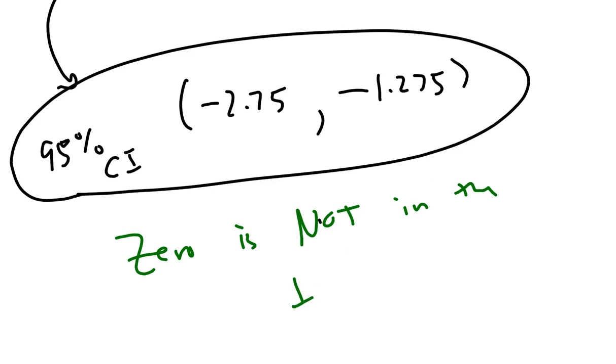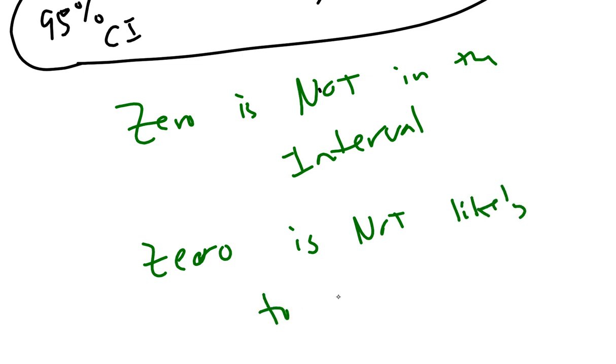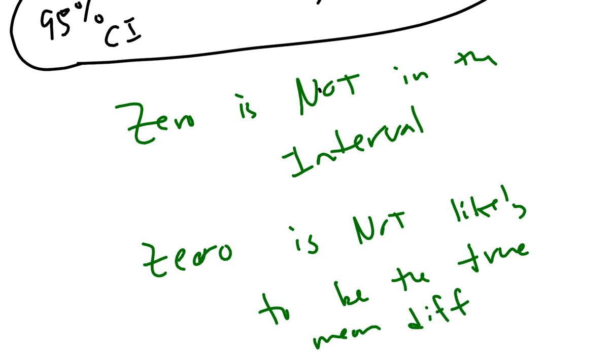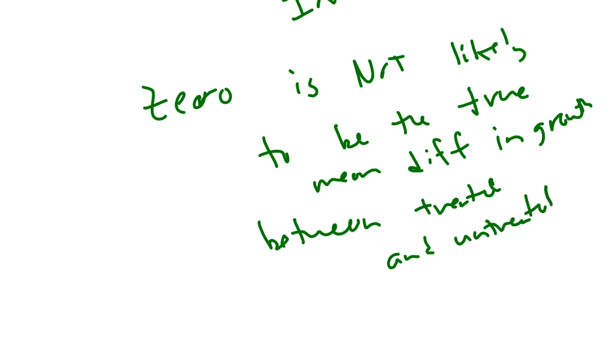in the interval. And therefore, 0 is not likely to be the true mean difference between, actually difference in growth, I should say, difference in growth between treated and untreated seeds.